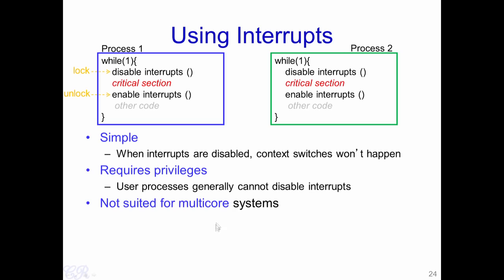Essentially, we had seen that if interrupts are disabled, then it would prevent context switching, and preventing context switching would mean that the critical section would not be preempted during its execution. Let us look at how interrupts can be used to solve the critical section problem. So, we have the two processes, process 1 and process 2, and they have this critical section which is shown in red. In this critical section, both processes access or modify the same shared data.